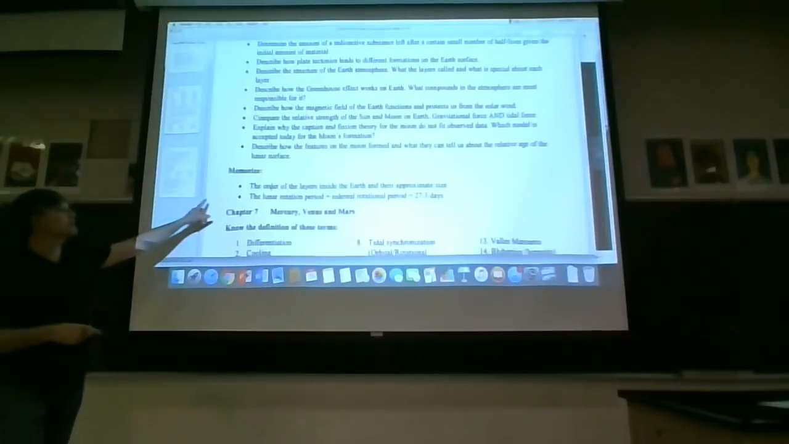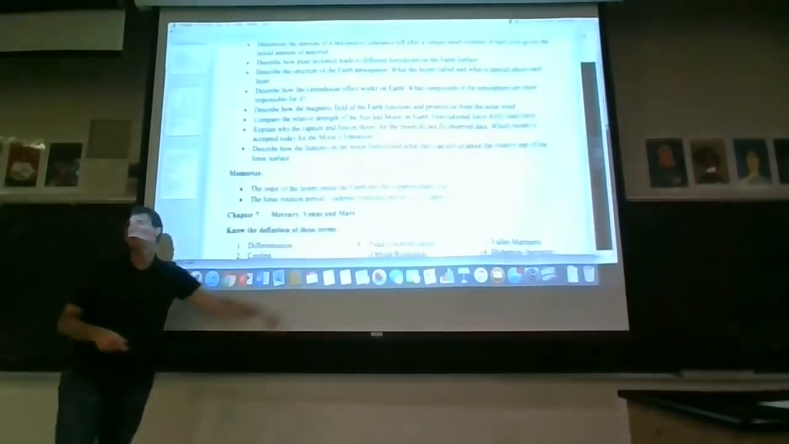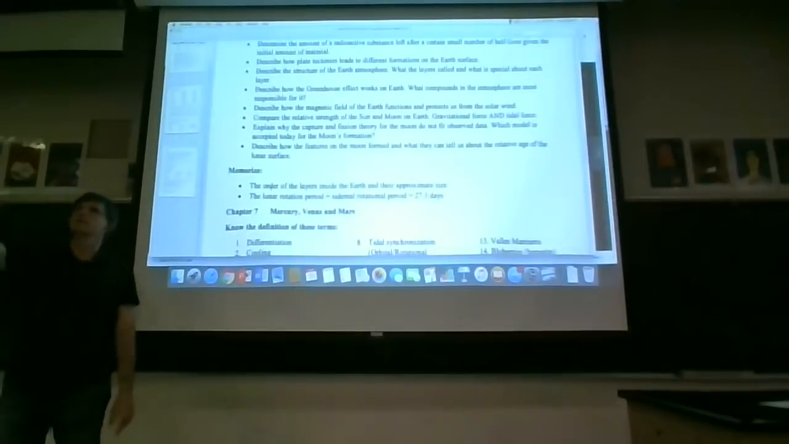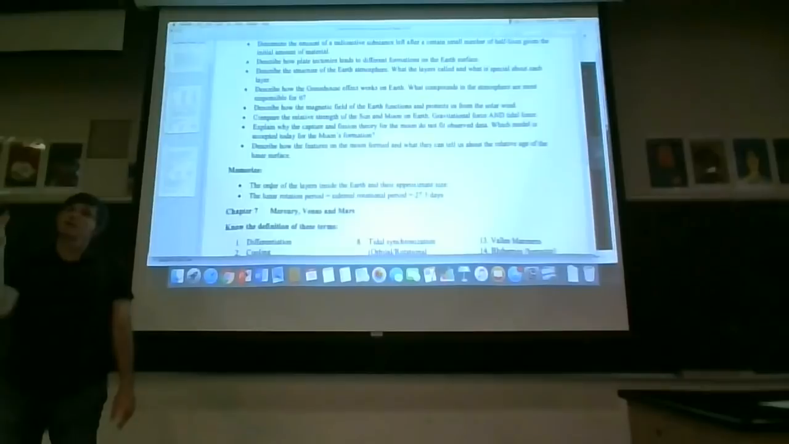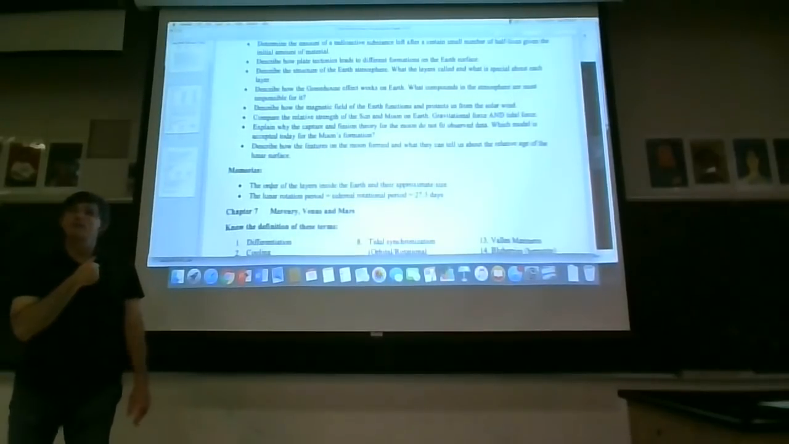The order of the layers and their approximate size, I didn't do that. I don't think you have to know that. But you need to know the lunar period is 27.3 days. That's the time it takes to make one revolution around the Earth, also called the sidereal period. It is also the time it takes to make one rotation. Okay, one rotation.